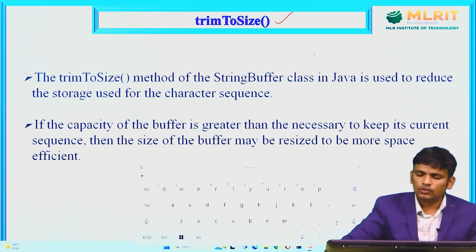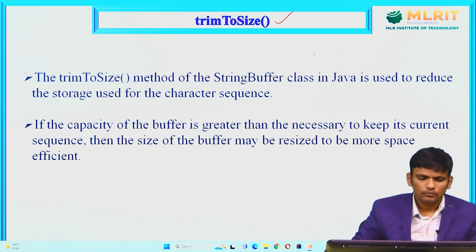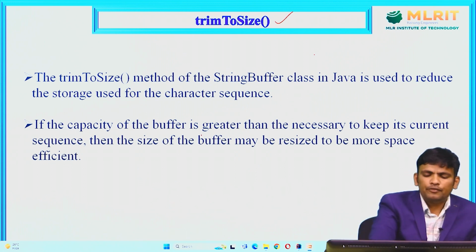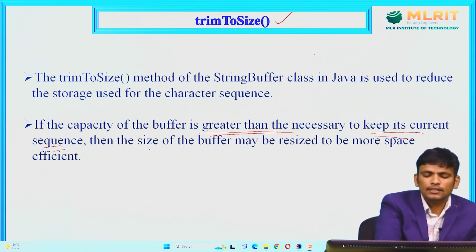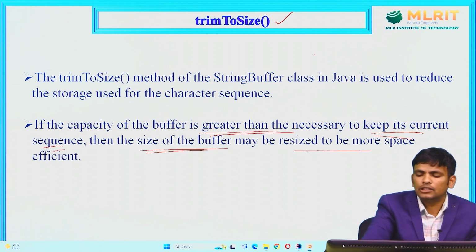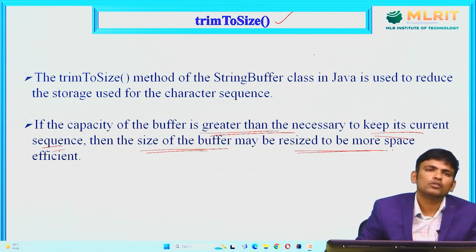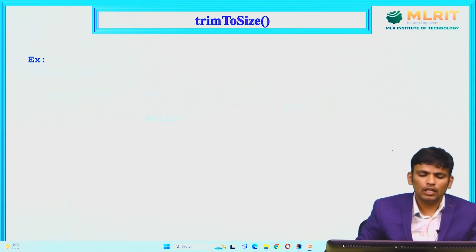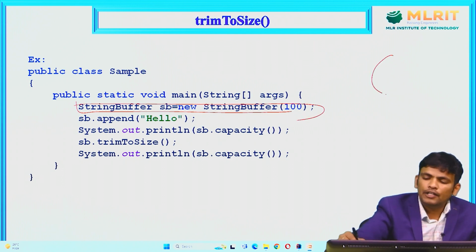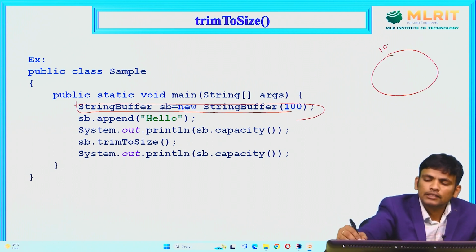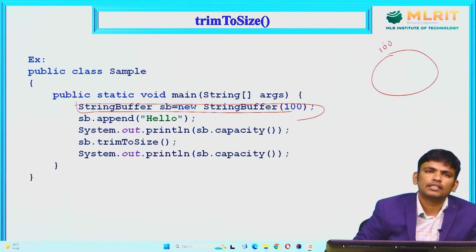Okay, so here, if the capacity of the buffer is greater than necessary to keep the current sequence, then the size of the buffer may be resized to be more space efficient. Means, as I mentioned just now, suppose assume here I have a StringBuffer, guys. Initially I created a StringBuffer and it will create an object, and the initial capacity is 100.